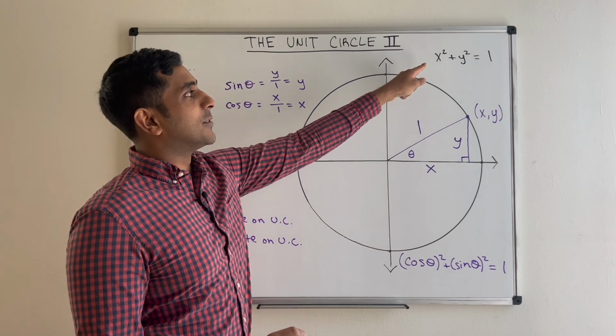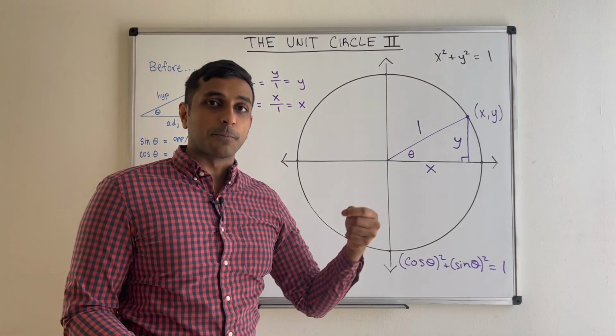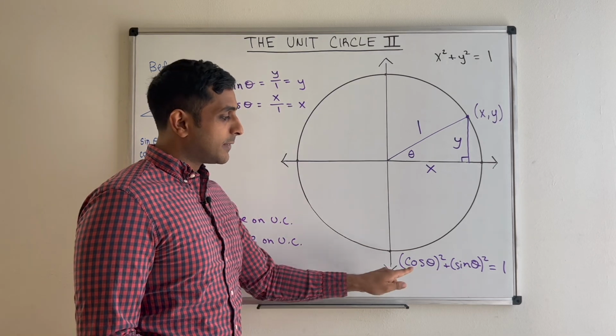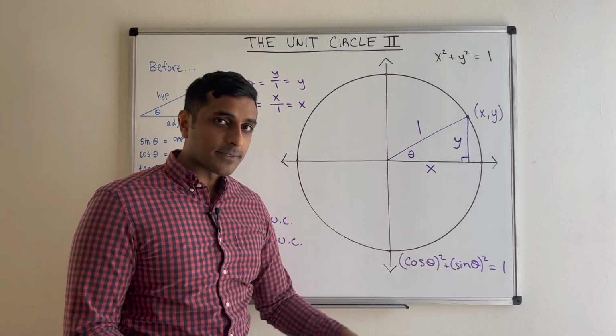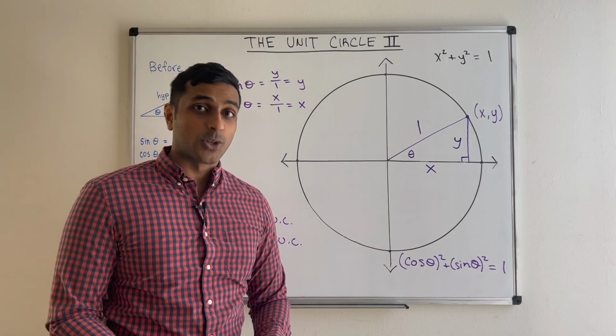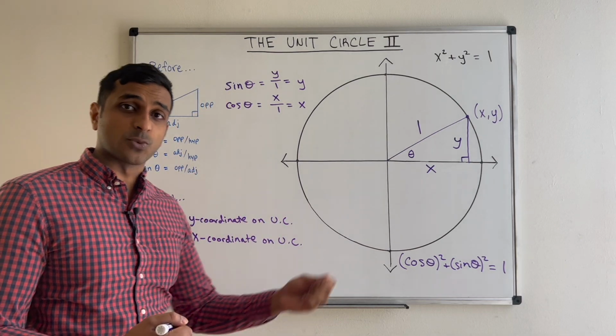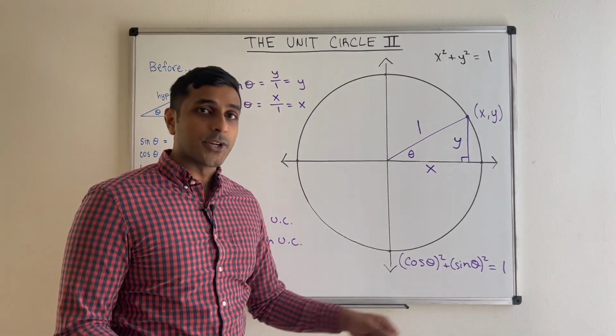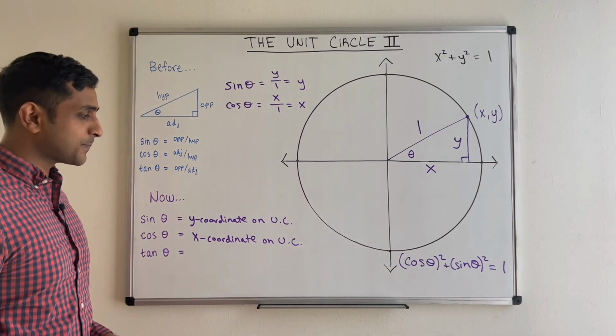And every point on the unit circle satisfies x squared plus y squared is equal to 1. So by simple substitution, you can determine that cosine theta squared plus sine of theta squared is always equal to 1. So if you ever have just one of them, like sine or cosine, and you need to find the other one, this equation will probably come in very handy.